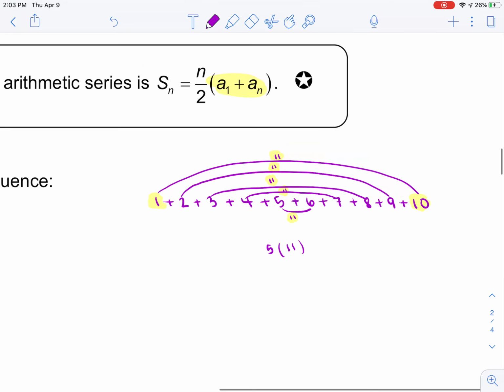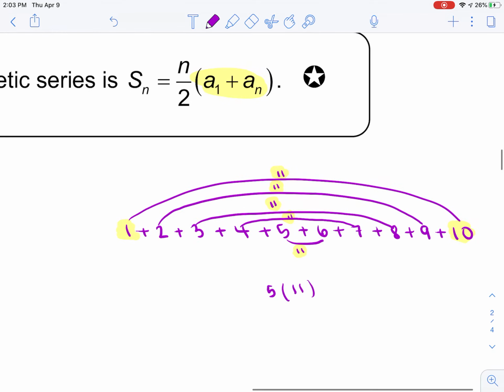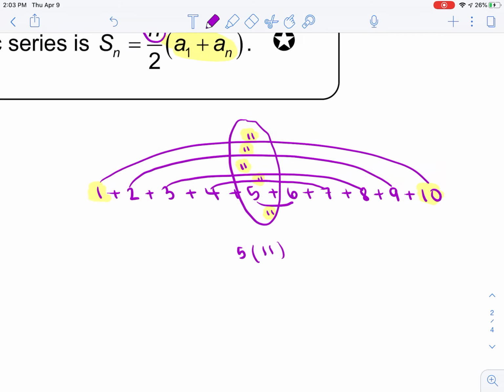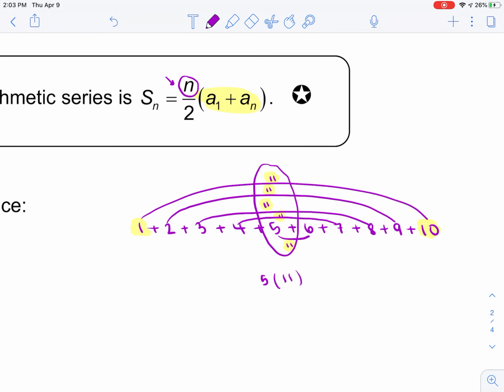That's exactly what this formula says. You're adding the first and the last term, and you multiply that sum by the number of terms you're adding together divided by 2. Why is that the case? I added 10 terms together, but how many sets of 11 did I get? Only half of that amount. So that's why you take that n value, however many terms you're adding up, divide it by 2, and then multiply that by the sum of the first and last term.